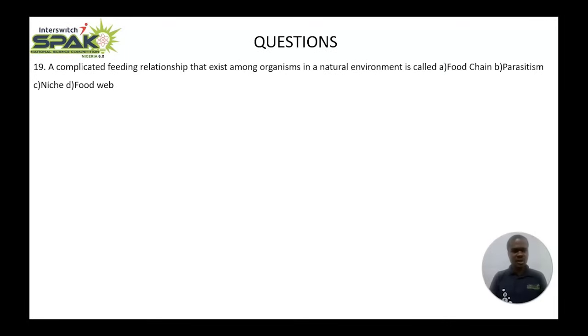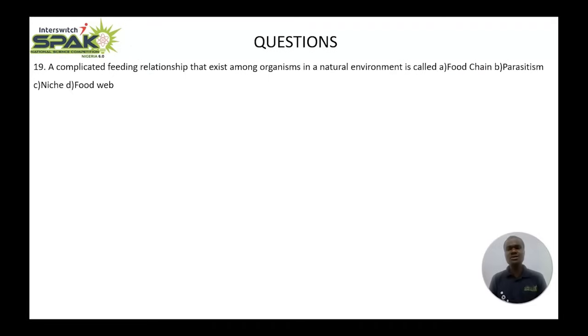Our next question says, a complicated feeding relationship that exists among organisms in a natural environment is called A. Food chain, B. Parasitism, C. Niche, D. Food web. A food chain is a linear feeding relationship that consists of an organism feeding on another organism, and in turn that organism is eaten by another organism. It's linear, just a straight line. That's a food chain. A linear feeding relationship that shows who eats who in the environment.